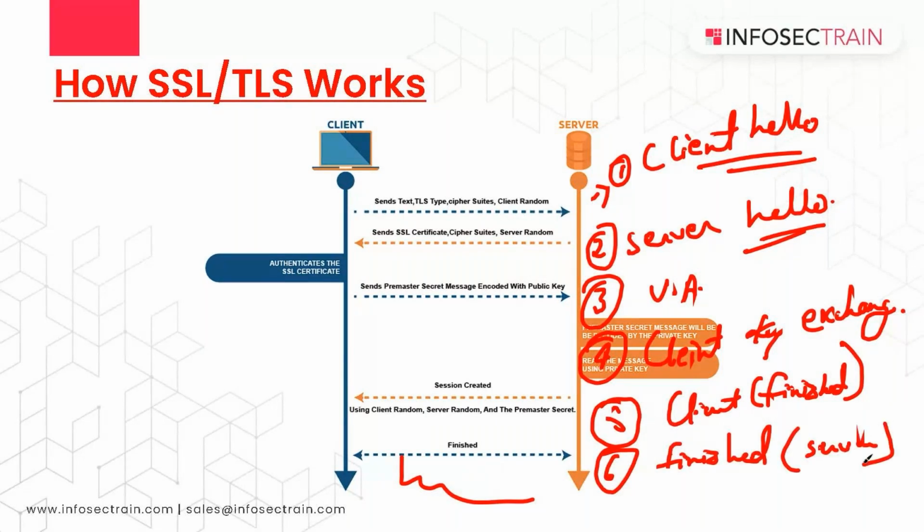Our server will be sending the finished message, which will be encrypted with the secret key, indicating that the server part of the handshake is also complete. After this, the client and the server can exchange messages, and they are encrypted with the shared secret key.